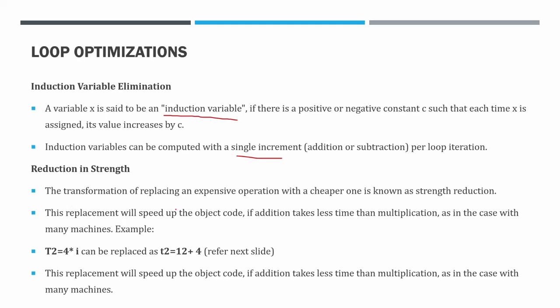The transformation of replacing an expensive operation with a cheaper one is called strength reduction. This kind of replacement will speed up your object code, that is, the generation of the final target code. So here t equal to 4 into I, we can replace this with t equal to t plus 4. We'll see that example. Instead of performing the multiplication operation which takes more time, we can perform repetitive addition, which is very simple and takes less time.